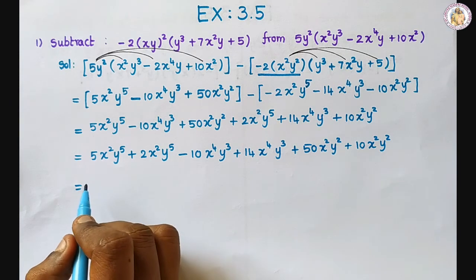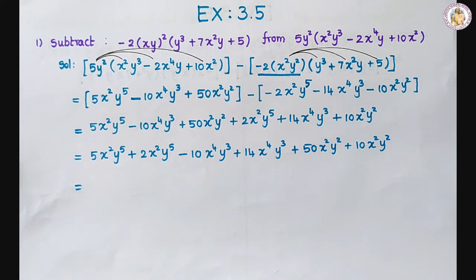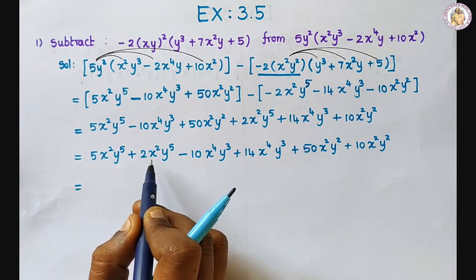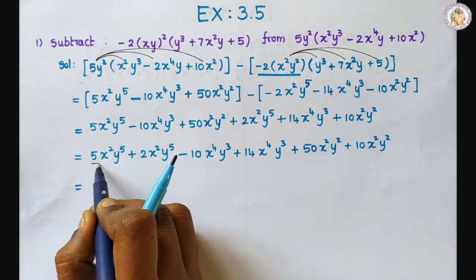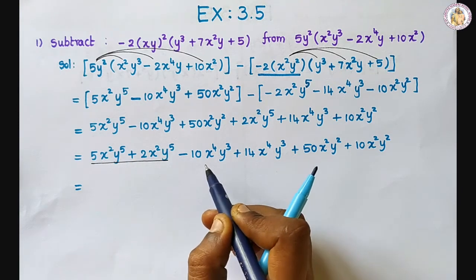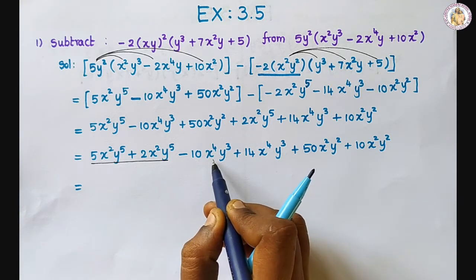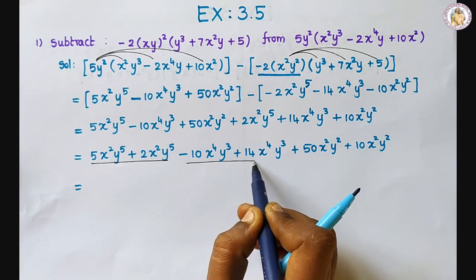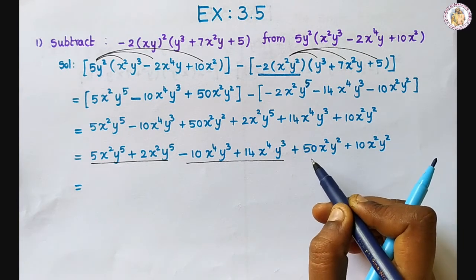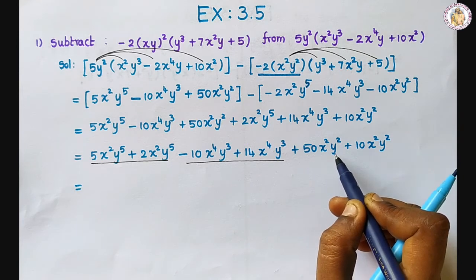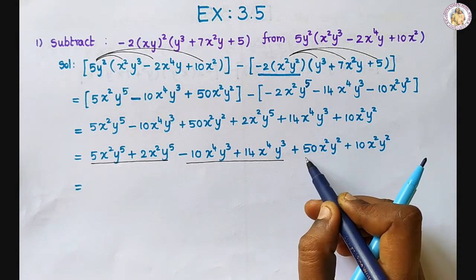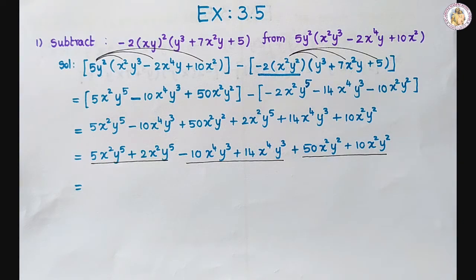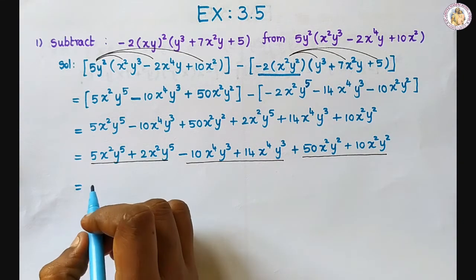Listen, what are the like terms here? Here x squared y power 5, x squared y power 5. So these two are like terms, and then x power 4 y cube, x power 4 y cube. So these two terms are like terms, and then 50 x squared y squared, here also x squared y squared. So these are like terms. So we can add these numbers.